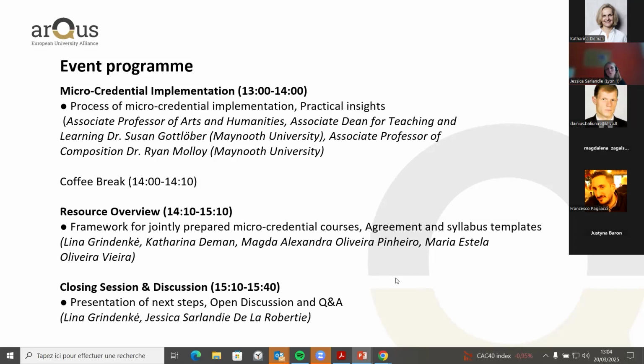And then after that, we'll show you some of the documents that Working Group 6 has already created for those that wish to move forward with micro-credential implementation. We will show you more in depth the framework and some background that's good to know about micro-credentials. You'll also be shown the agreement and syllabus templates. These are important documents that are filled out for anyone who is wanting to put together a micro-credential. And our Working Group 6 colleagues will be presenting the resources: Lena Grudinke, Katerina Deman, Magna Alexandra Oliveira Pinera, and Maria Estela Oliveira Vieira. I'm sorry if I've mispronounced anyone's name.